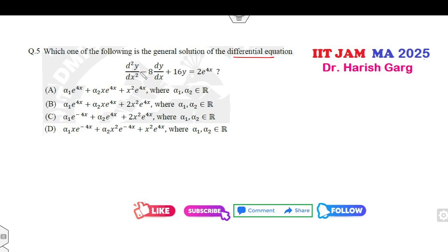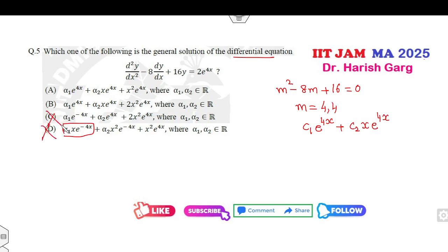Let's make the auxiliary equation quickly. m square minus 8m plus 16 is 0. So what roots do you get? 4 and 4. So the solution will be C1 e raised to power 4x plus C2 x e raised to power 4x. Alpha 1, so you can see it's a minus of 4. This option is cancelled. -4 cancel.